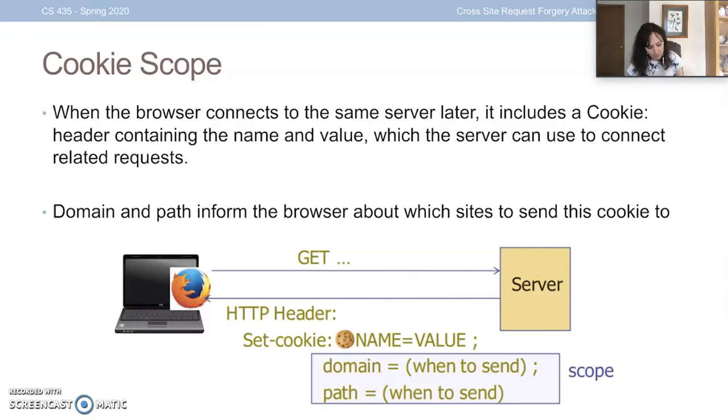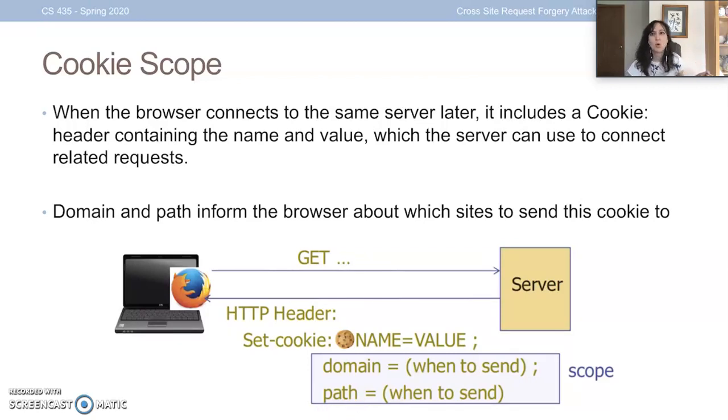That was saved on the cookie, right? The domain and the path inform the browser about which sites to send the cookie to. So in other words, when the browser is sending out a request, it looks at all the cookies and it looks at the domain and the path. And the domain is, like we looked at before, the host and port, so www.pacificu.edu, and then the path is like the path of the file.